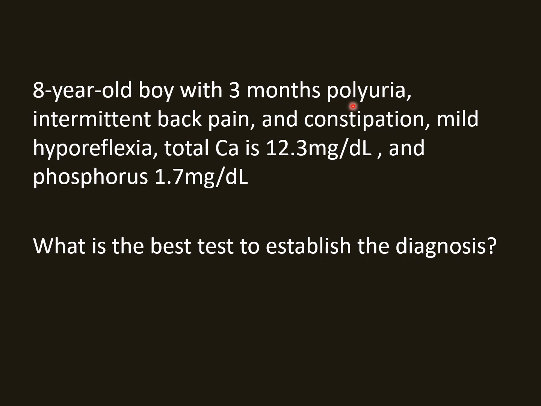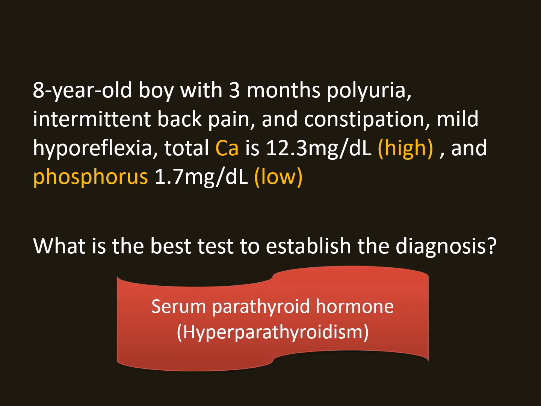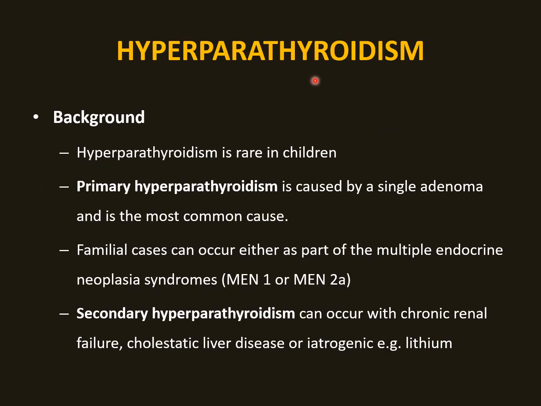So this is a child with polyuria, back pain, constipation, high calcium, and low phosphorus. The best test to establish the diagnosis in this case is the serum parathyroid level. When you have high calcium and low phosphorus, this is hyperparathyroidism, and in order to establish this diagnosis, you need to order serum parathyroid hormone. Hyperparathyroidism is rare in children.